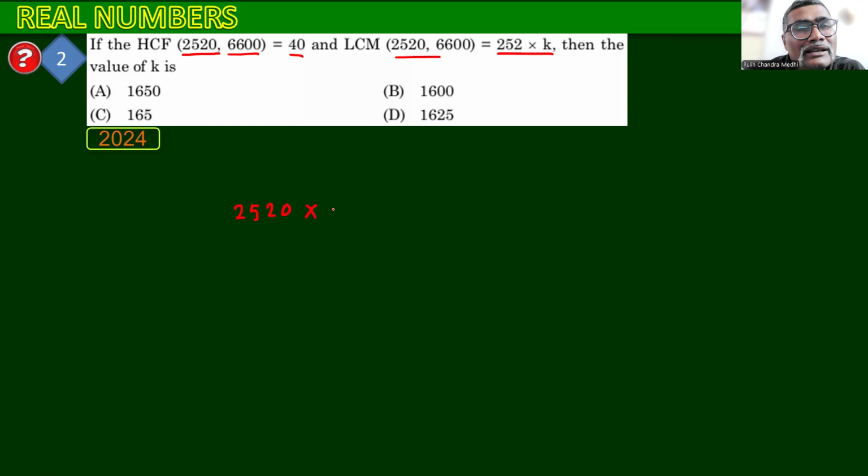So 2520 into 6600. These are multiple choice questions, so I'm not writing any statement. I'm working out only these things. This is equal to the product of the HCF, which is 40, and the LCM, which is 252 into K.